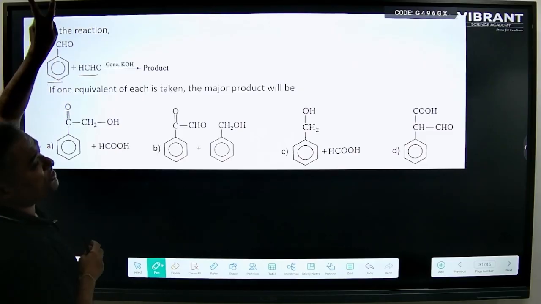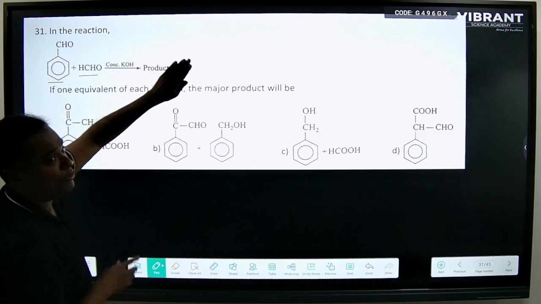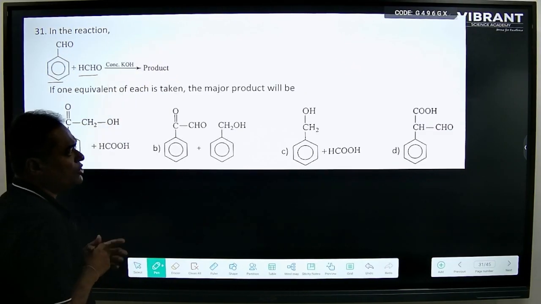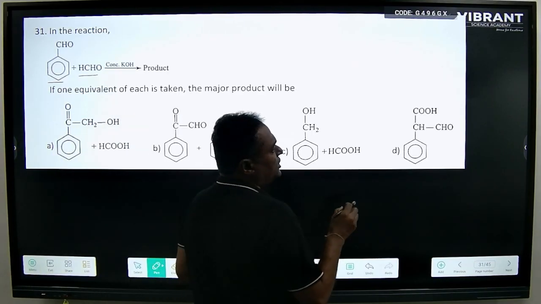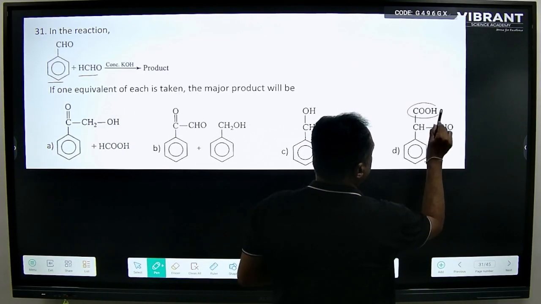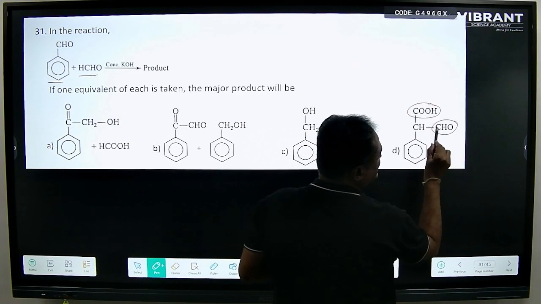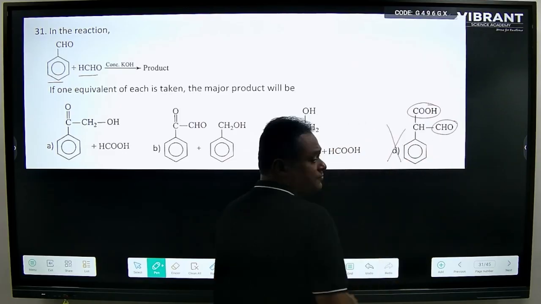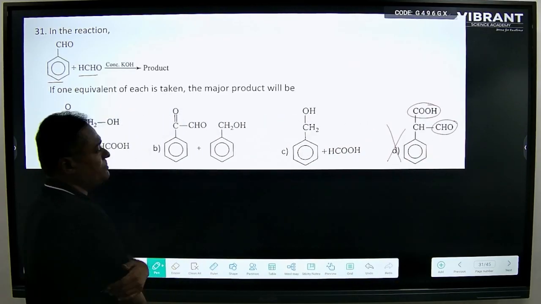So let us now see over here in this question, child, they have given two different aldehydes. That means it is an example of cross Cannizzaro. Now in cross Cannizzaro, first of all, if you see here you have got one acid, but here you have got an aldehyde. This cannot be the case as the answer key. Now let us see the concept.